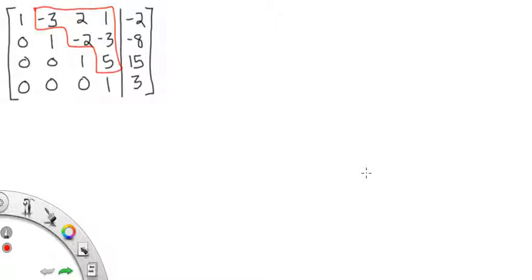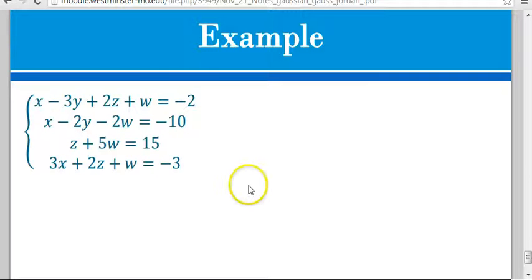Hello everyone. I wanted to go ahead and finish up the problem that we didn't have time to finish in class. Just to remind you what we were doing, we had started with this 4x4 system of equations, and we had taken the coefficients and translated them into an augmented matrix. And our goal was to get that augmented matrix into reduced row echelon form using Gauss-Jordan elimination.